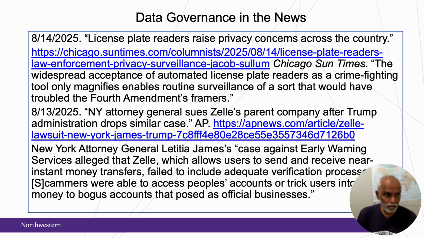On August 13, one day previous to that, an article was published about the New York Attorney General suing Zelle's parent company after the Trump administration dropped a similar case. New York Attorney General Letitia James' case against Early Warning Services alleged that Zelle, which allows users to send and receive near instant money transfers, failed to include adequate verification processes. Scammers were able to access people's accounts or trick users into sending money to bogus accounts posing as official businesses. So it's always a fight, regulation versus deregulation, and Zelle is a classic case. Zelle makes my life easy to send money, but these are all possible problems that they have to take care of and address.